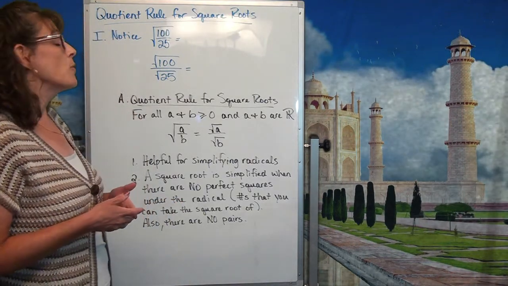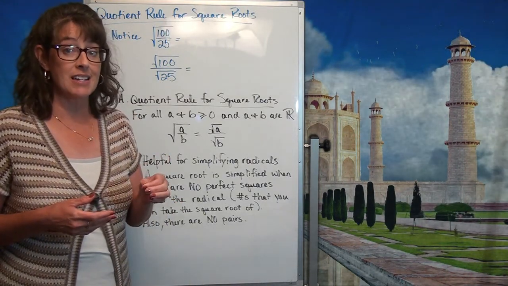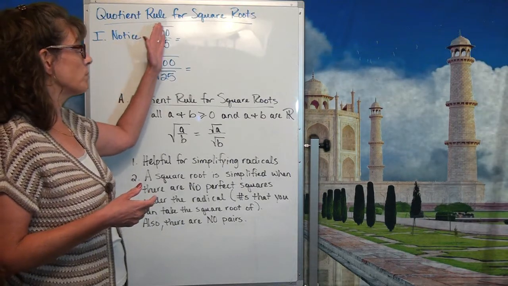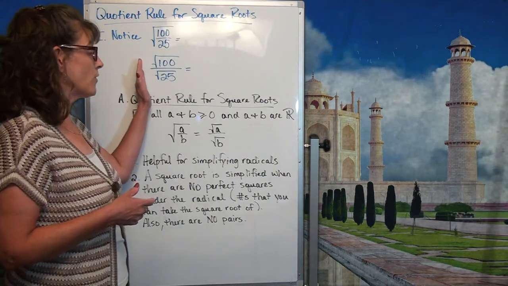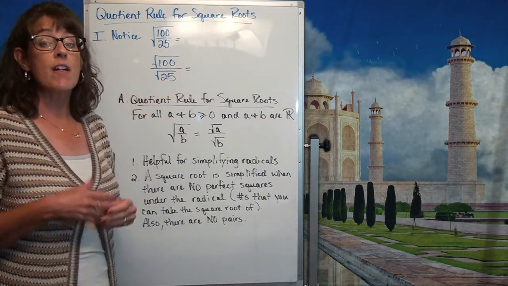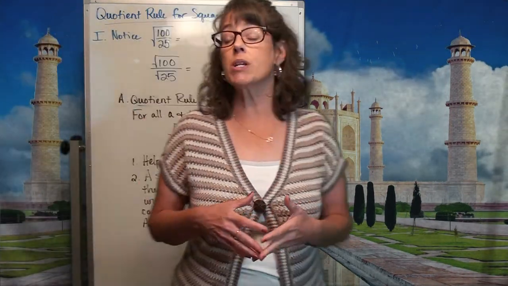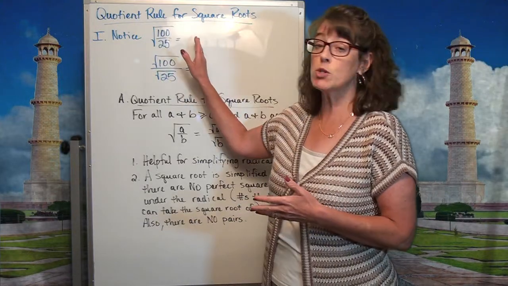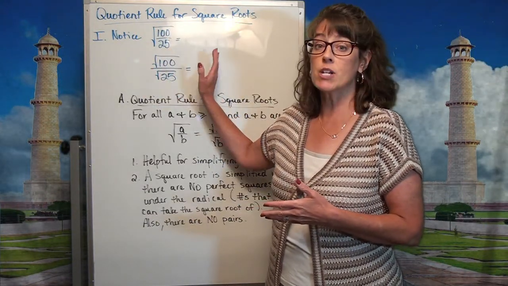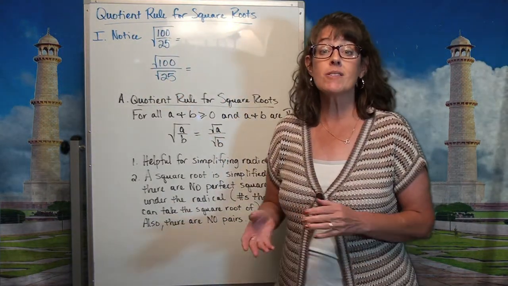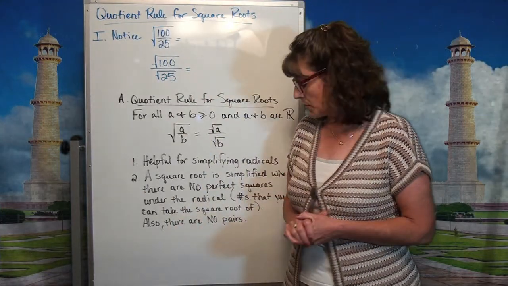different results. Remember when there was a plus sign in there, and we had, say for instance, like 100 plus 25, or square root of 100 plus the square root of 25, that created different results. But in our product rule, we discovered that when it was like 100 times 25, or square root of 100 times the square root of 25, that created similar results. So let's take a look at this one.